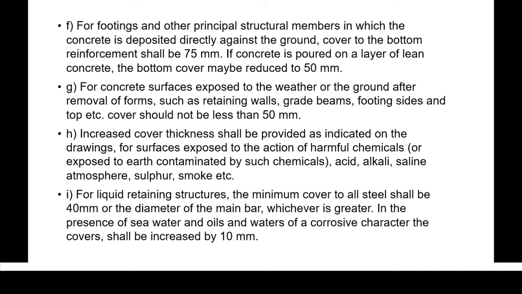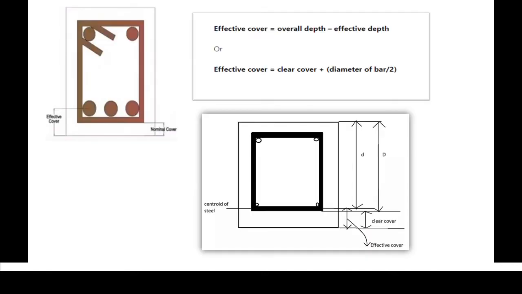For a liquid retaining structure, the minimum cover to all steel shall be 40 mm or the diameter of the main bar, whichever is the greater. In the presence of sea water and oil and water of corrosive character, the cover shall be increased by 10 mm. Here we will see the figure showing effective cover and nominal cover.